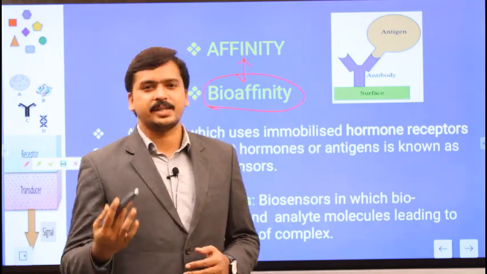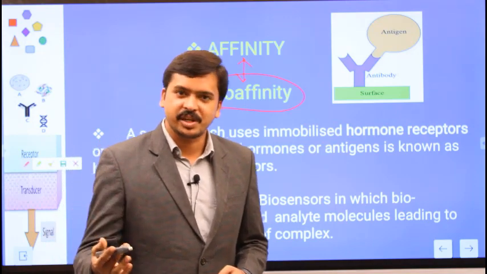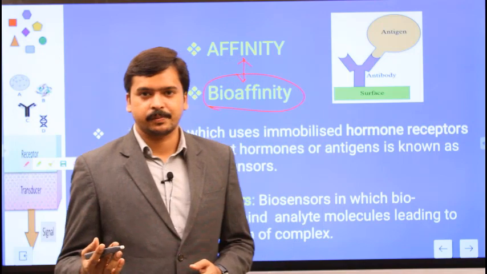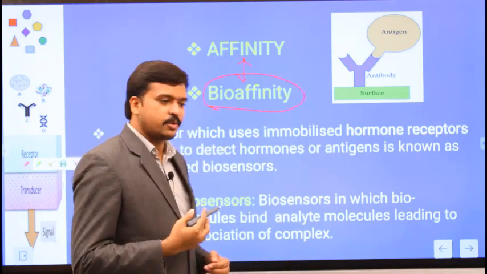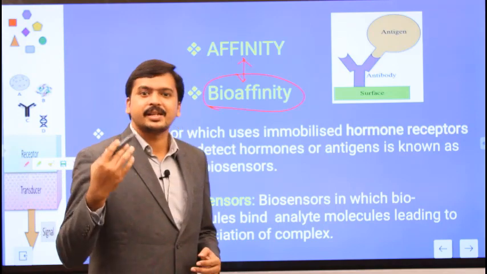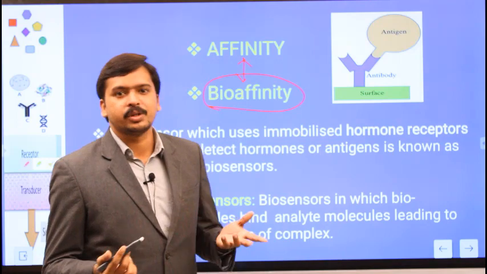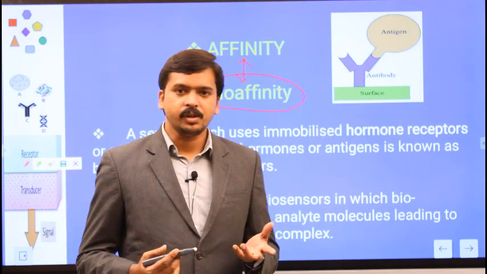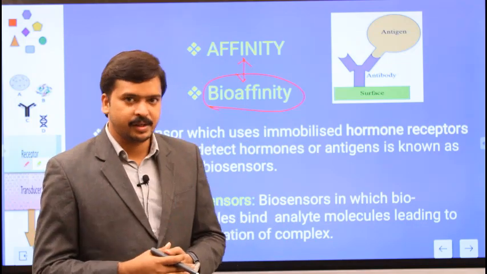For example, what is affinity? What is attraction? Always positive charged ions attract negative charged ions. So there is an affinity. In biological molecules also, there are certain biological molecules which attract each other. For example, you take an antibody which is attracting to a specific antigen and binding, right?